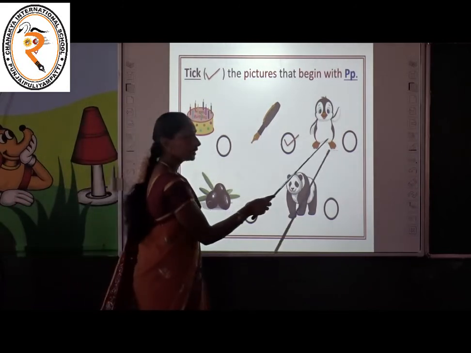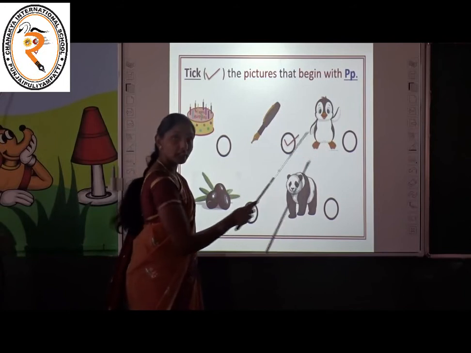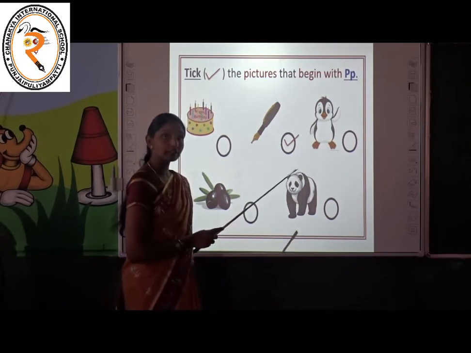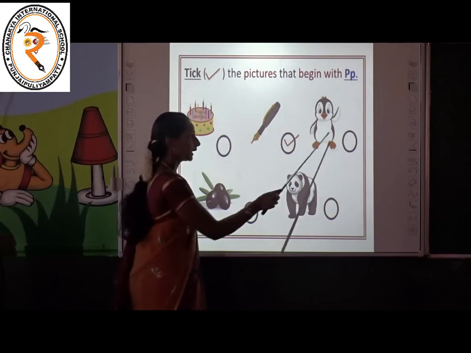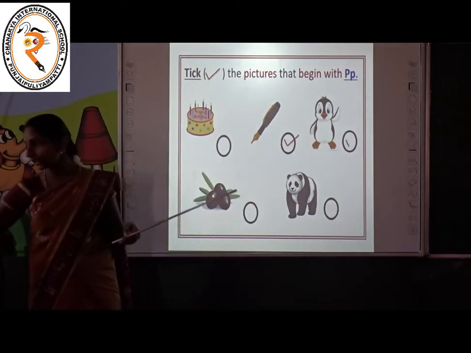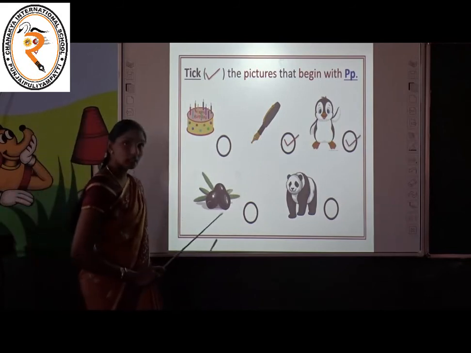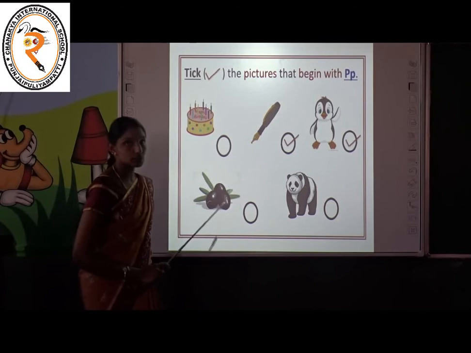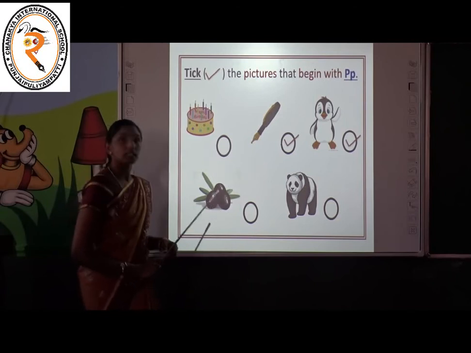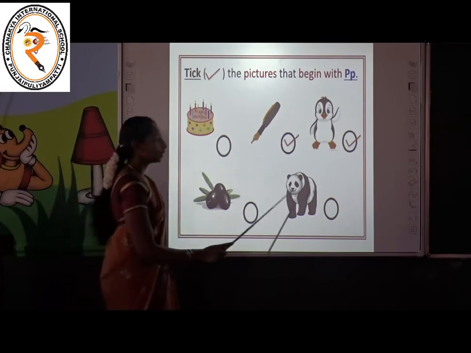Okay. What is it? Penguin. Does it begin with letter P or not? How can we find? Yes, the letter P gives the sound P. Penguin. Yes, this also begins with letter P. Move on to the next one. What is it? Just now I told you. Olives. These are olives. Does it begin with letter P? No. Very good.